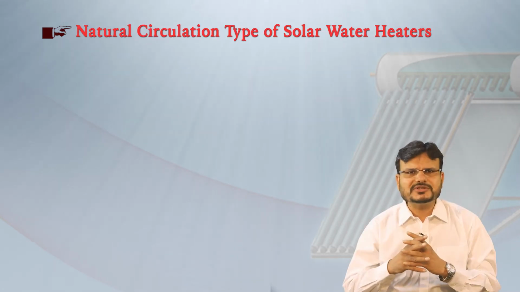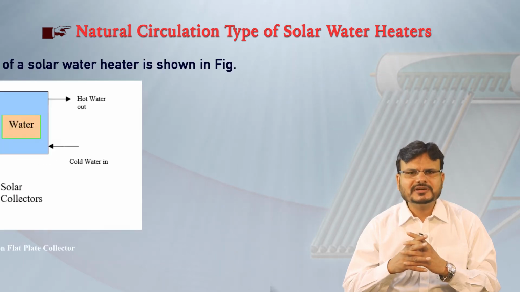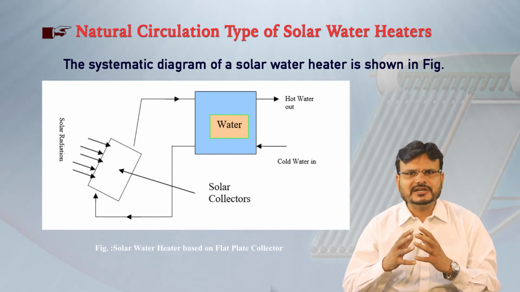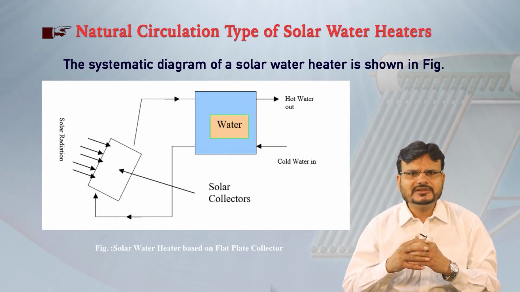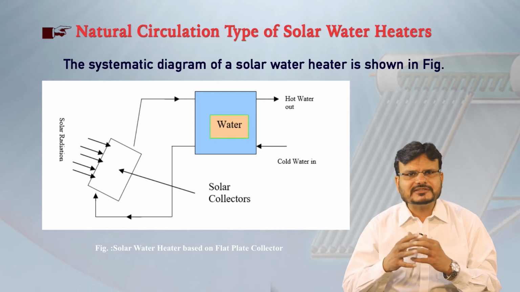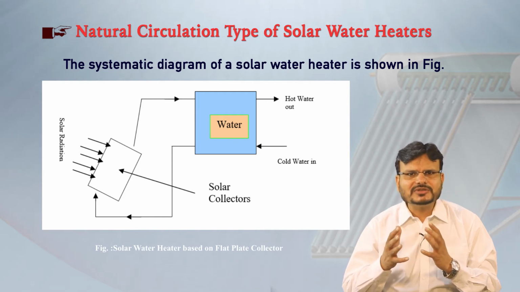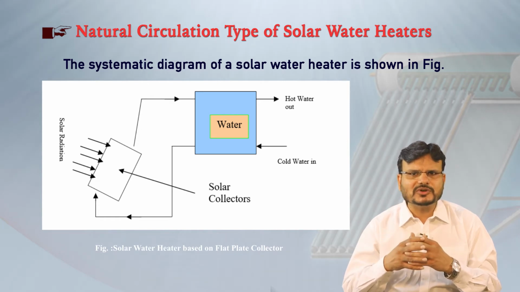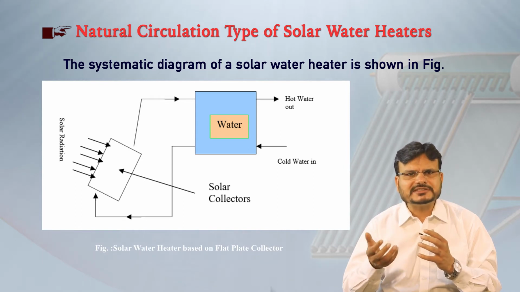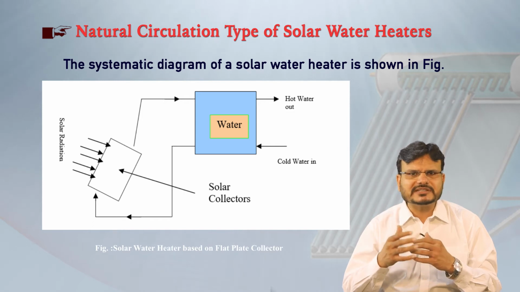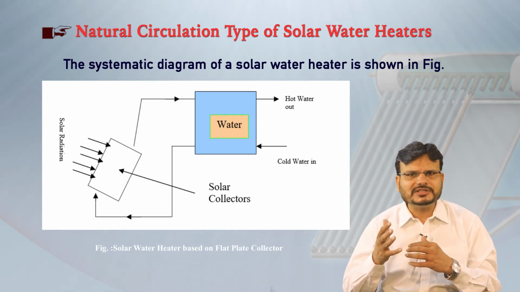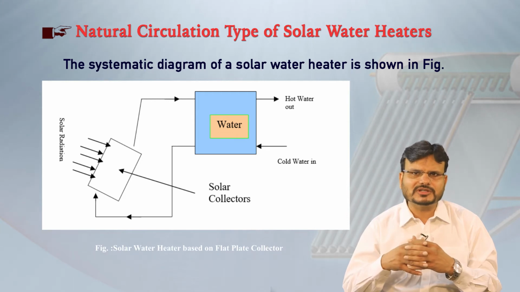Now we will discuss natural circulation type solar water heater. So in the diagram you can see the schematic diagram of the solar water heater. Here you can see the solar collector on which solar radiation is incident, and then you can see how the water is coming from the inlet, that is the cold water in. Then it goes to the solar collector, where solar radiation is incident and water gets heated. Then hot water goes to the tank from where you can collect the hot water.